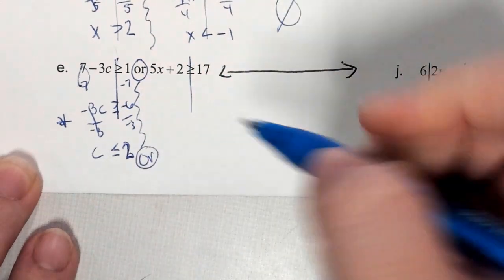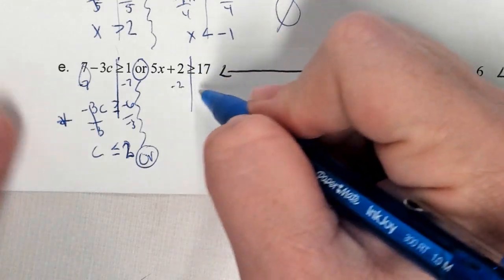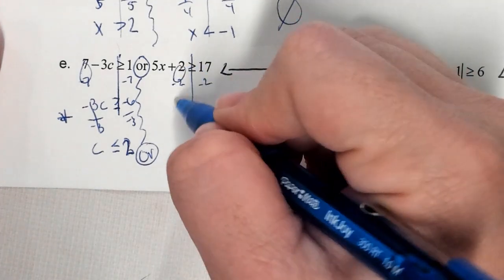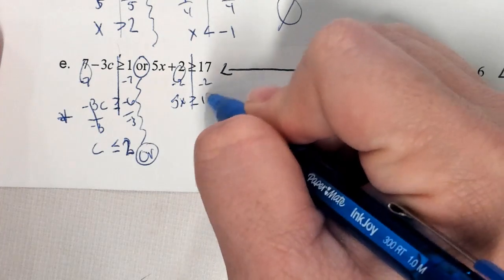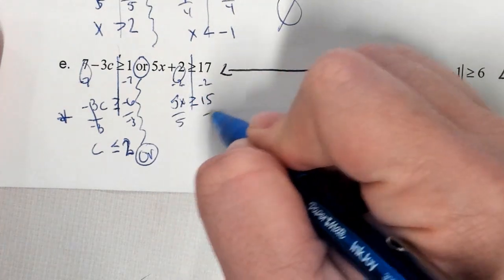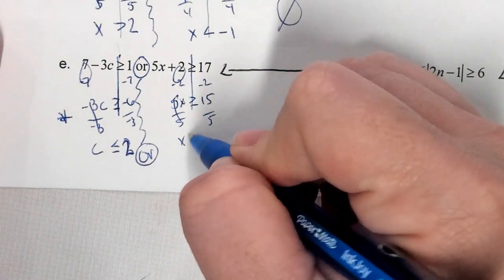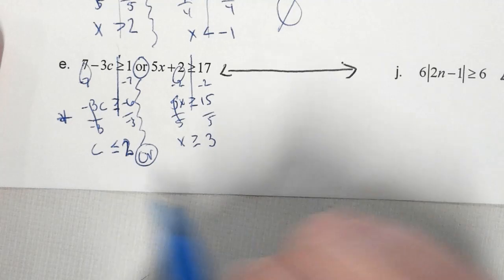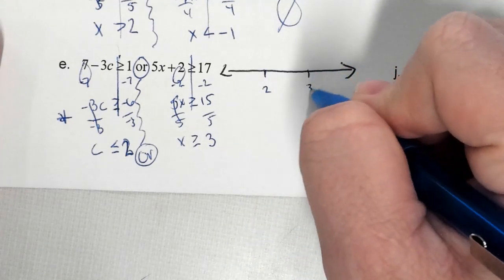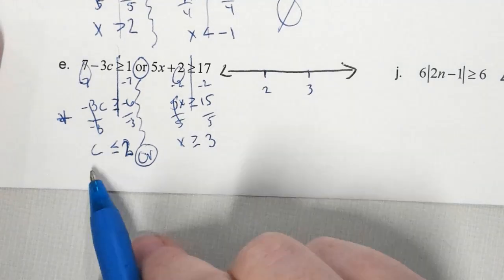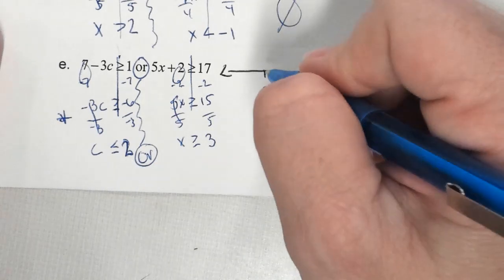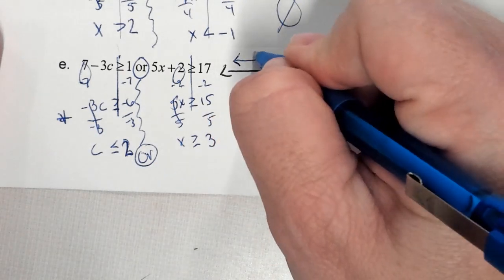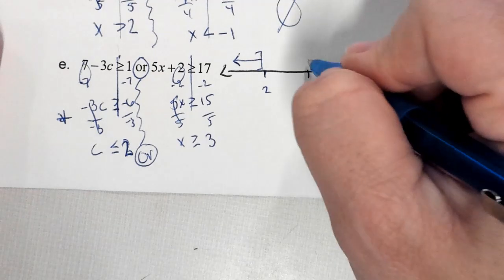Or here I have to solve this side. So minus 2, 5x is greater than or equal to 15. Divide by 5, divide by 5. I get x is greater than or equal to 3. Okay, so we have 2 and we have 3. We have x is less than or equal to 2. We have x is greater than or equal to 3.